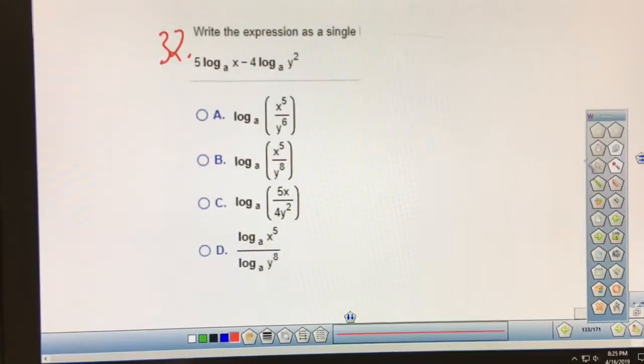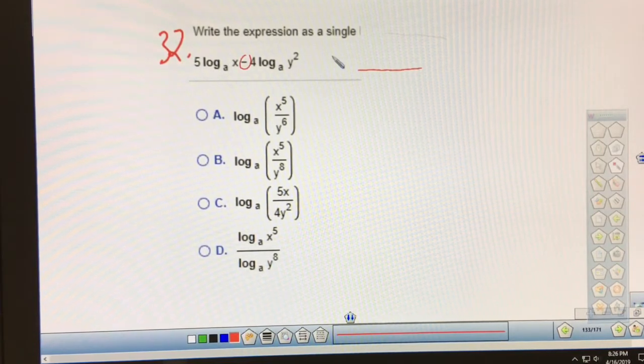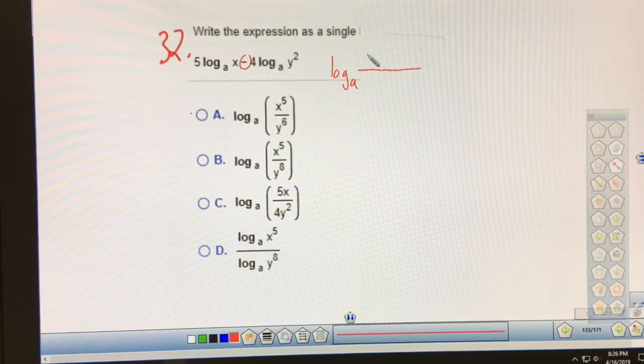So I want to write it as a single logarithm. I got to bring it together. So I have a 5x and a negative 4y squared. So as a single logarithm, because there's a minus sign, it has to have a division bar, log base a. The 5 is positive, it's going to go on top. x is positive, so it's going to go on top.